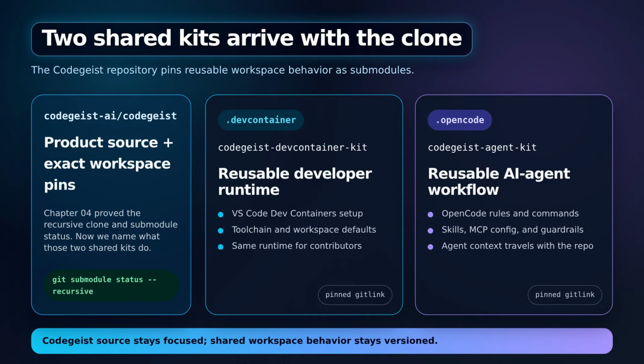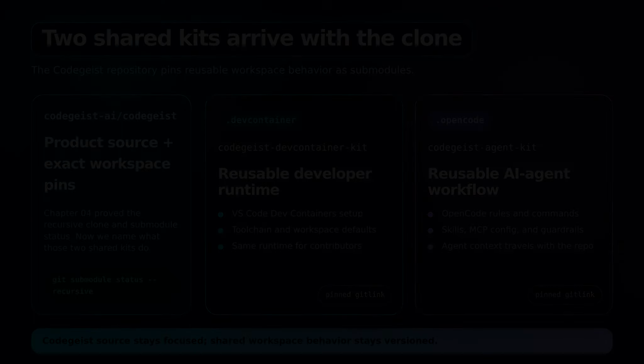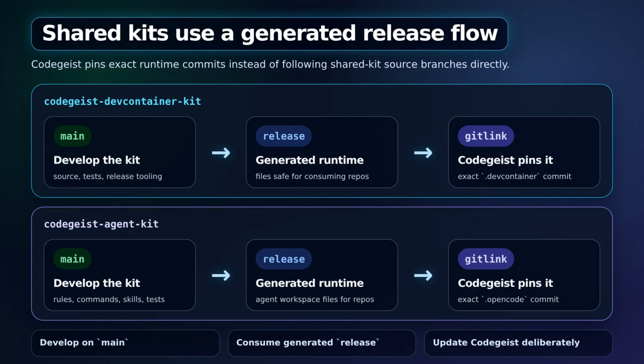The recursive clone brings in two shared kits. The devcontainer kit gives Codegeist its reusable developer runtime, and the agent kit gives it the reusable OpenCode workflow. Codegeist pins both as submodules, so the workspace behavior is versioned with the project instead of hidden on one developer's machine.